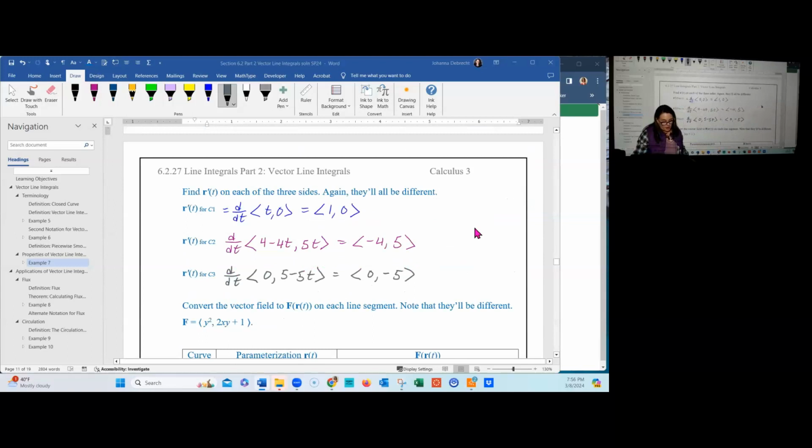The derivative of R1 turns out to be 1, 0, where I used the parameterization t, 0, where t varies from 0 to 4. R2, when I took the derivative with respect to t, gave me -4, 5, and t is varying from 0 to 1. When I took the derivative of the third parameterization, I got 0, -5, t varying from 0 to 1. To help organize our information, I've created a table and copied the information we have so far into the table.